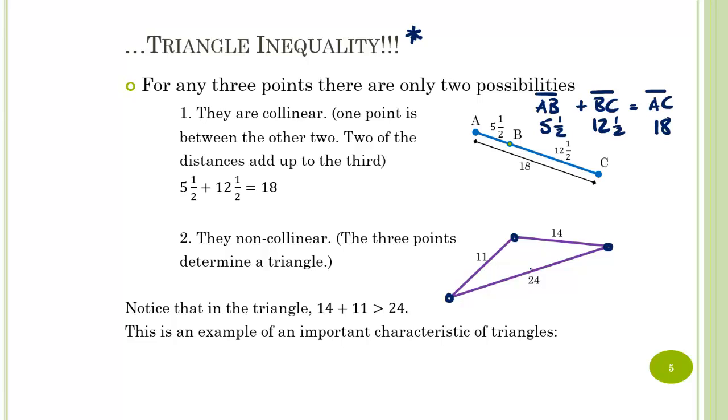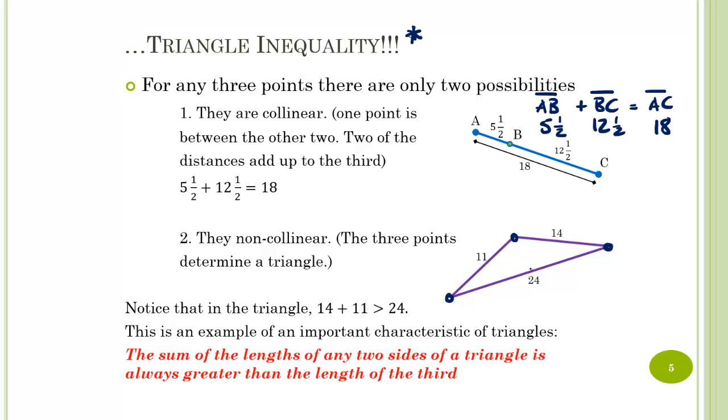For example, if I take 11 plus 14, I get 25, which is greater than 24. If I add 11 and 24, it is greater than 14. And if I add 24 and 14, it is greater than 11. So this is going to be important. The sum of the lengths of any 2 sides of a triangle is always greater than the length of the third. Keep that in mind.